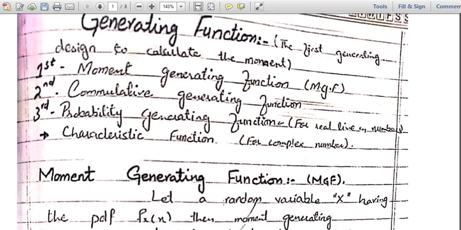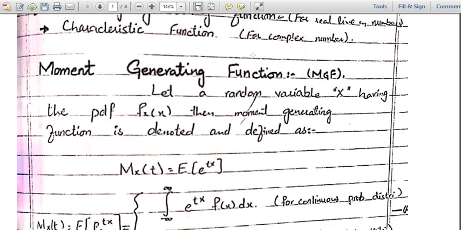Now we discuss the first method, the moment generating function. Let a random variable X have the PDF f of x. The moment generating function is denoted by M_X of t, and this is the definition of the moment generating function: the expected value of e raised to the power tX. This is the basic definition of the moment generating function.